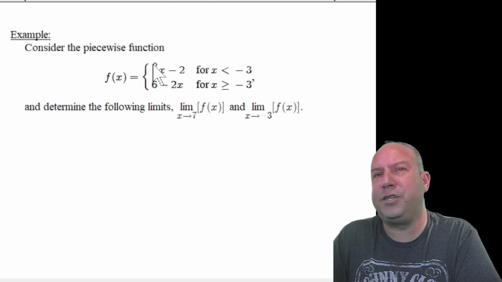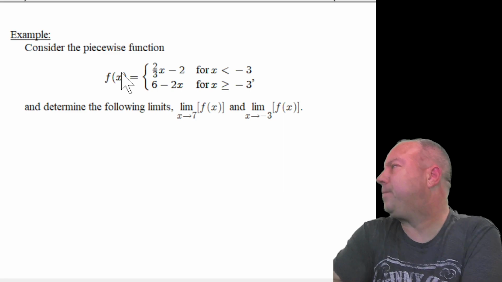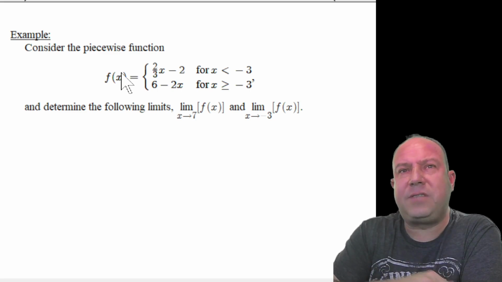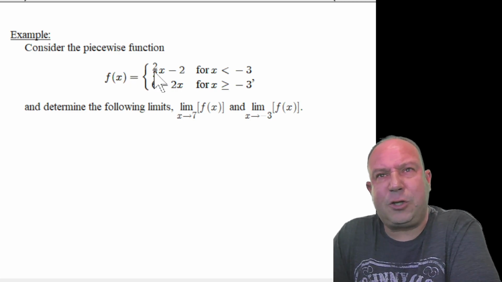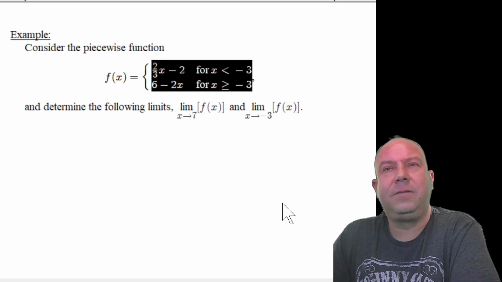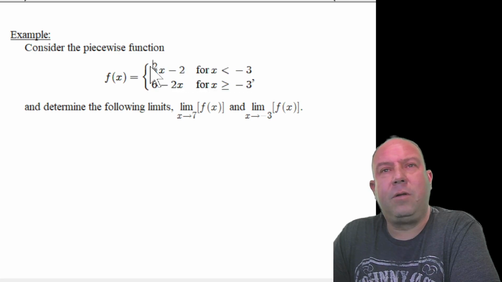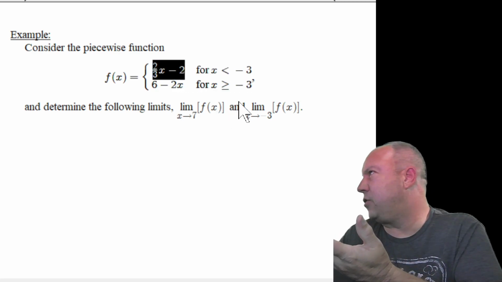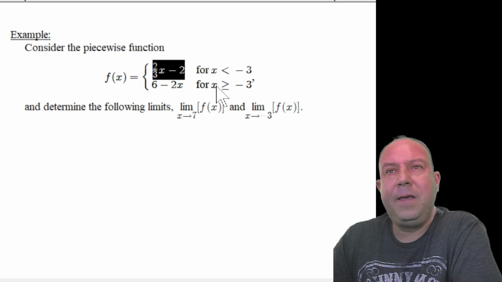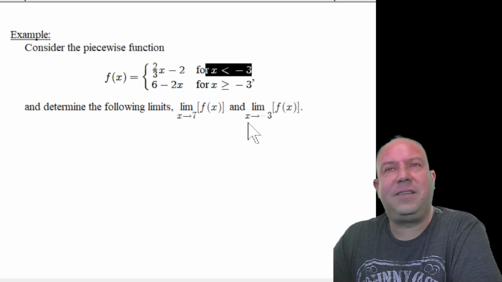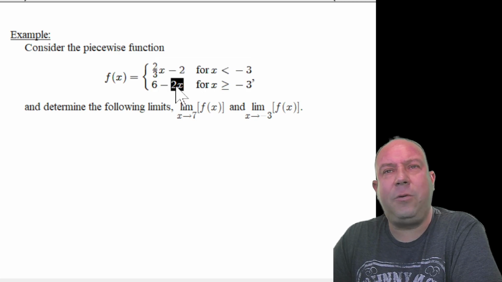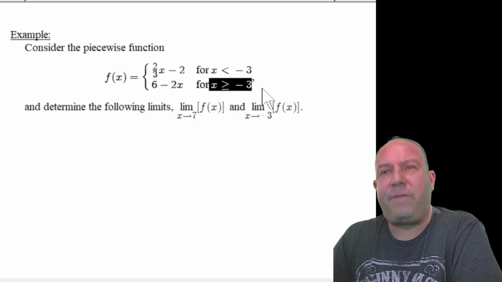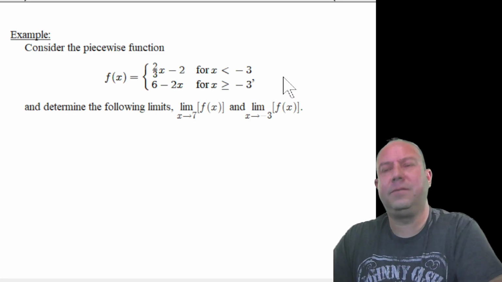Let's focus our attention here. Consider the piecewise function f of x equals, right? And here we have this two-piece function f, where the first piece behaves as this linear function, 2/3 x minus 2, and that's for values of x less than -3. And the second piece behaves as 6 minus 2x, a linear function, for values of x greater than or equal to 3.